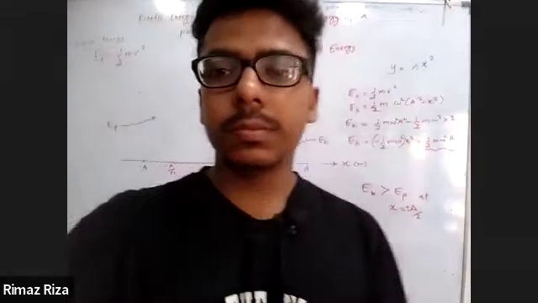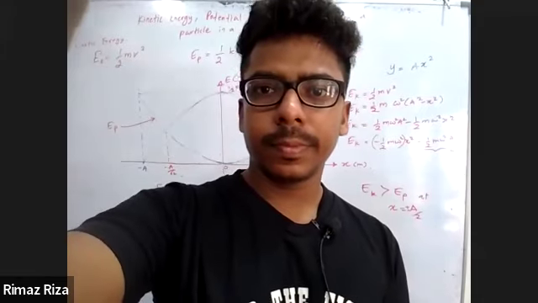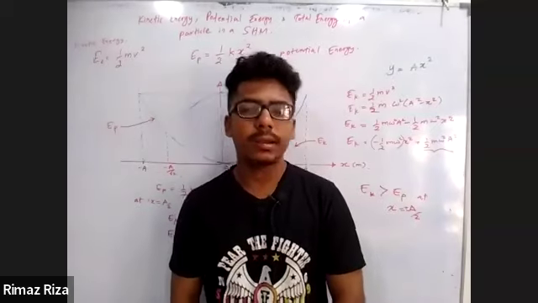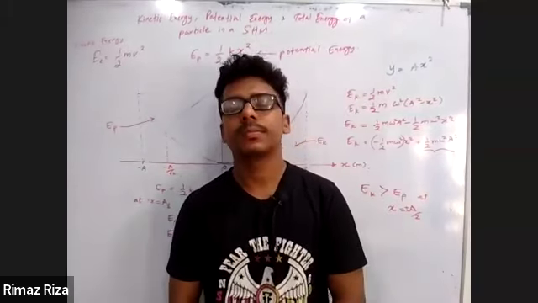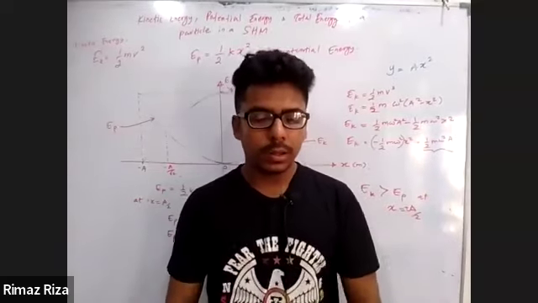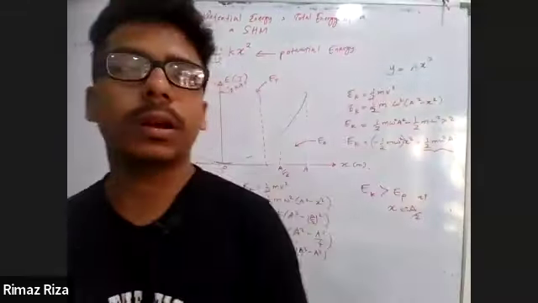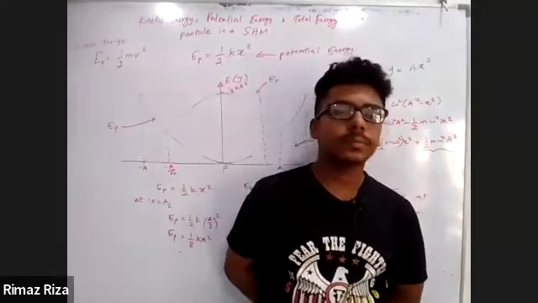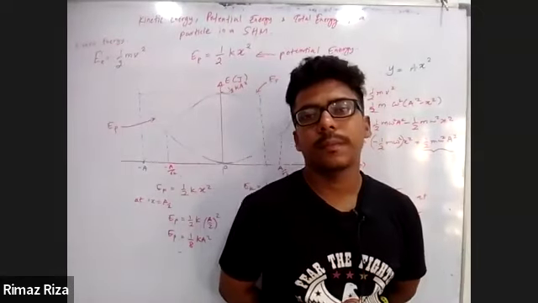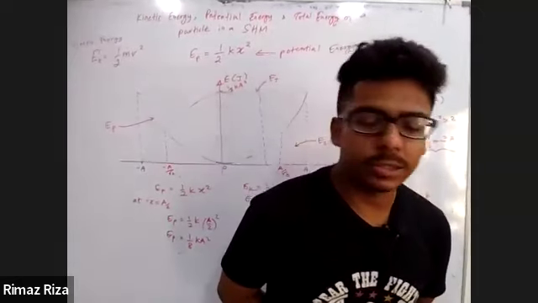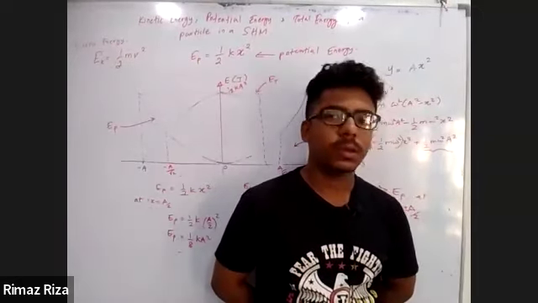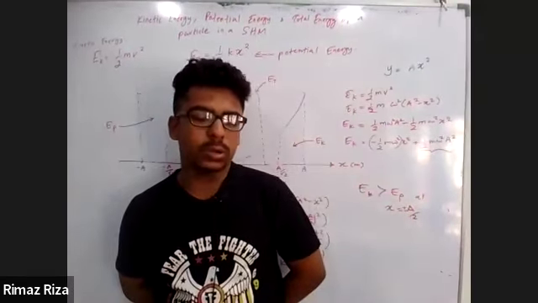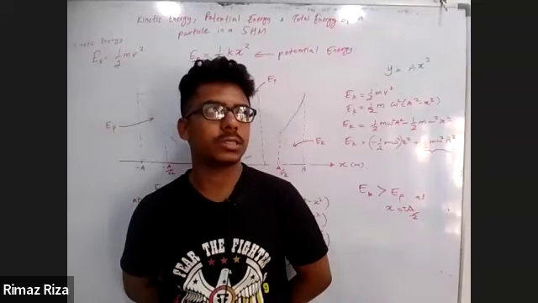Okay, one last question. Write down the kinetic energy of a particle in simple harmonic motion is 2 times its potential energy.